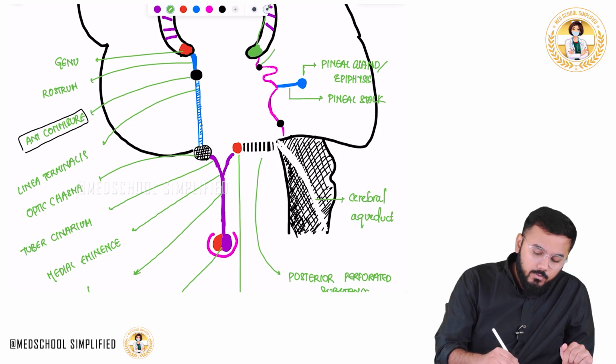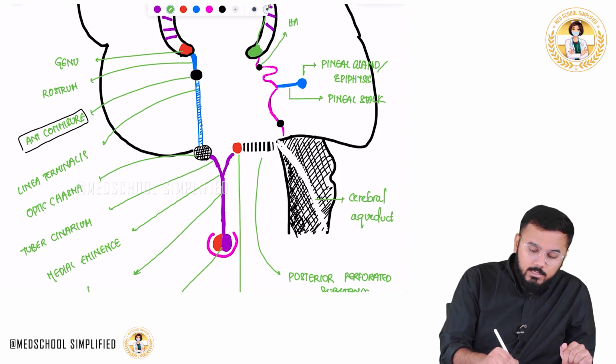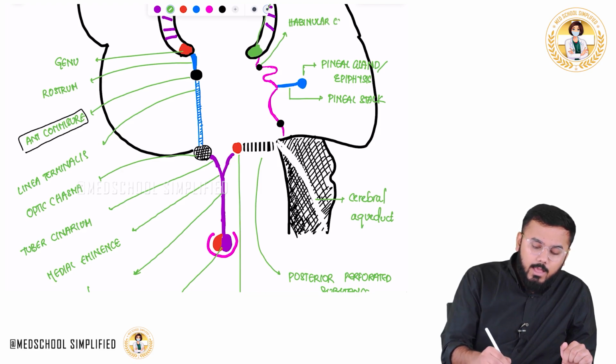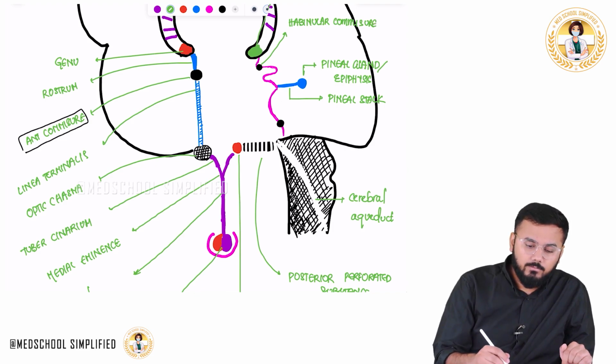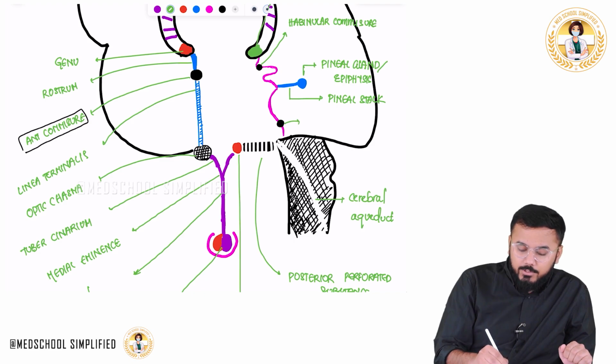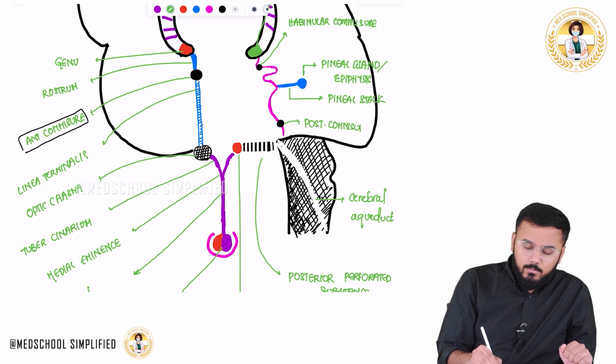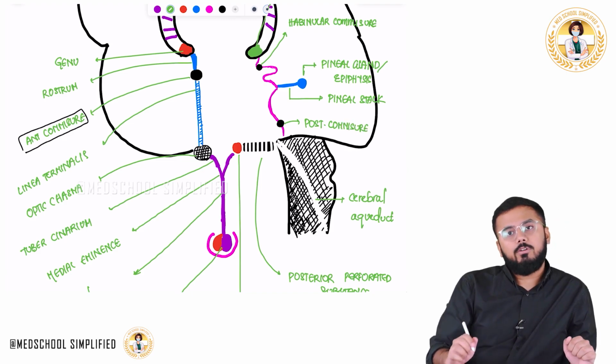What are these two commissures? See, one commissure over here like this. This is called the habenular commissure. Okay. The next commissure which we will discuss over here is the posterior commissure. Posterior commissure.